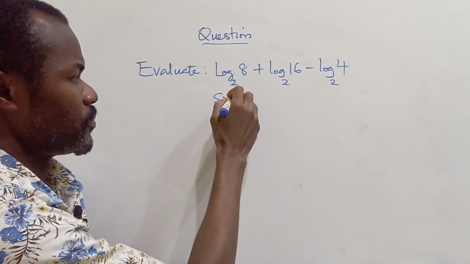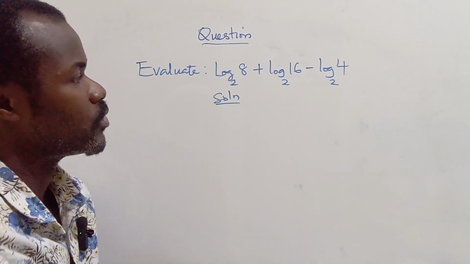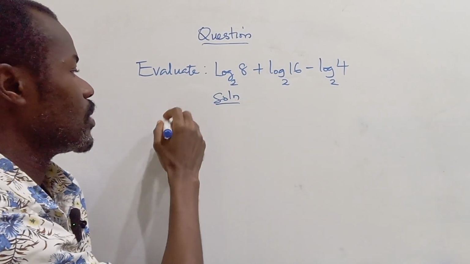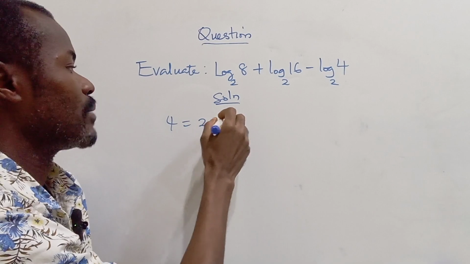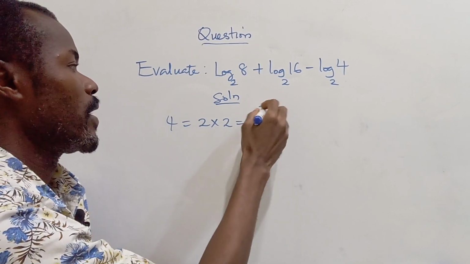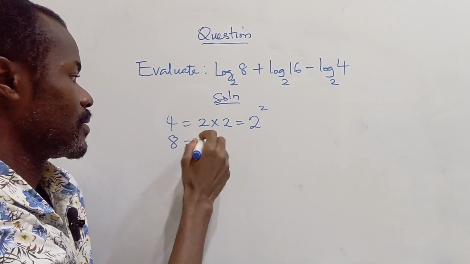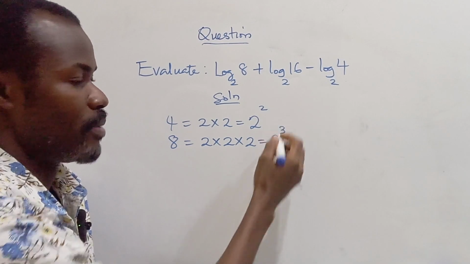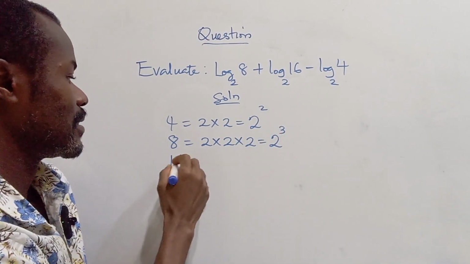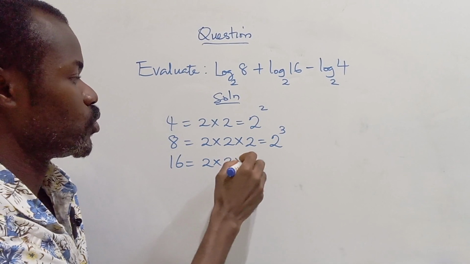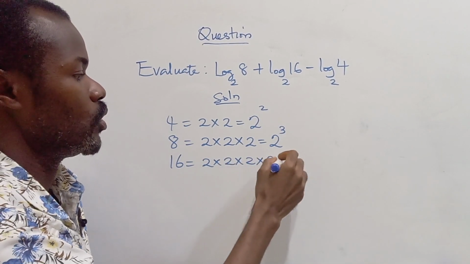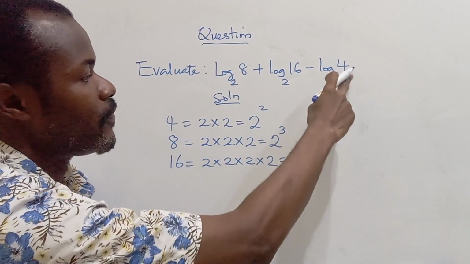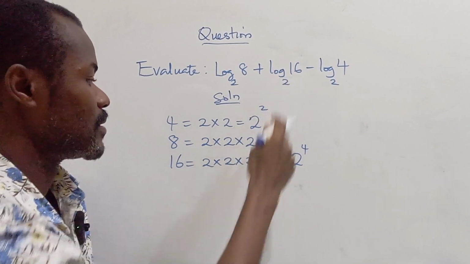So our solution, the first thing I want to recognize, we have 4, 16, and 8. So I know that 4 means 2 times 2, which is 2 squared. Our 8 simply means 2 times 2 times 2, which is 2 raised to the power of 3. And our 16 means 2 times 2 times 2 times 2, which is 2 raised to the power of 4. So we are going to replace the 4, the 8, and the 16.